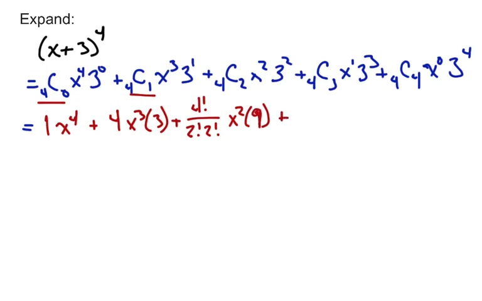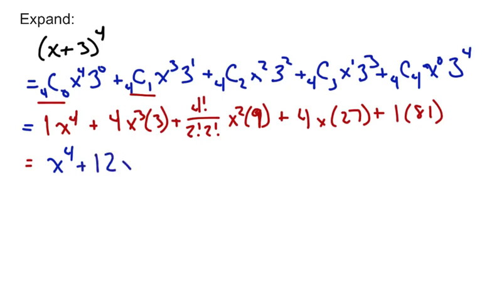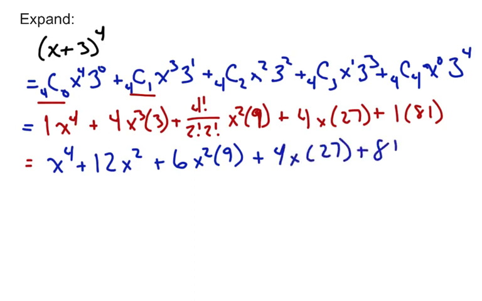Then the symmetry starts happening. 4 choose 3 is the same as 4 choose 1, so we're back to being 4x times 27, and we end up with 1. x to the 0 is 1, and 3 to the 4th is 81. So we only have a little bit of calculating to do to simplify this out. But 4 times 3 is going to be 12. I'll let you calculate 4 factorial over 2 factorial times 2 factorial, but you should get 6. And then we'll have 4 times 27 again, and 81. So we just finish it up real quickly.